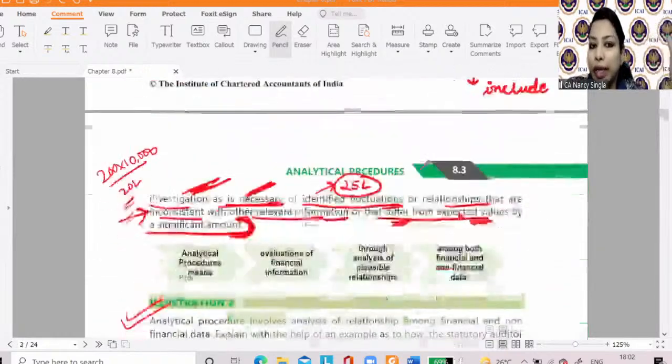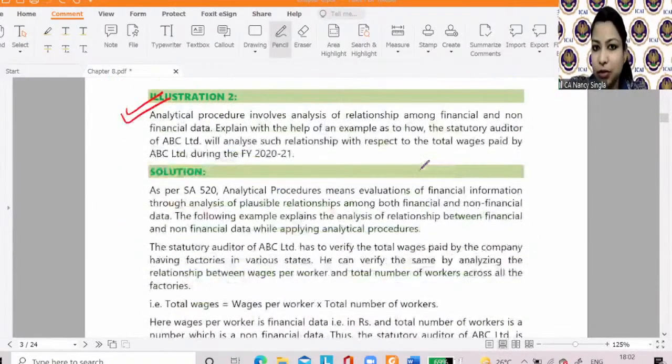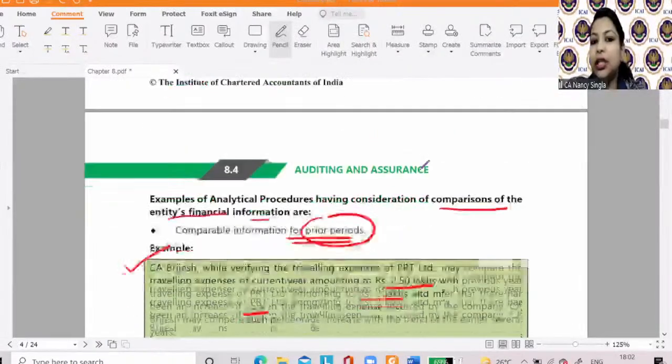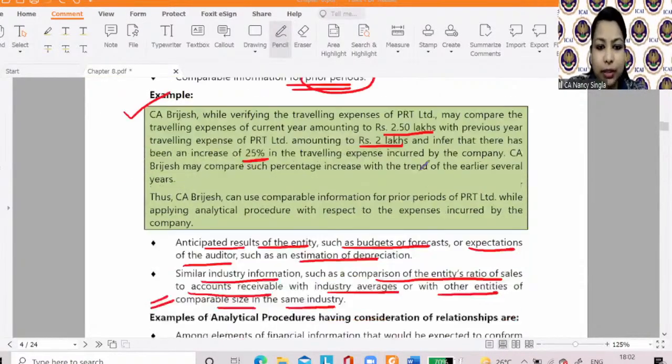Further, it also encompasses investigation as is necessary of what? Identified fluctuations, relationships that are inconsistent with other relevant information and that differ from expected values by a significant amount, right? Then we saw that analytical procedure includes what? Consideration of various comparisons of the entity's financial information, which can be with prior period data, with the industry information, or with the expectation, which can be management budgets or the expectations developed by the auditor, right?